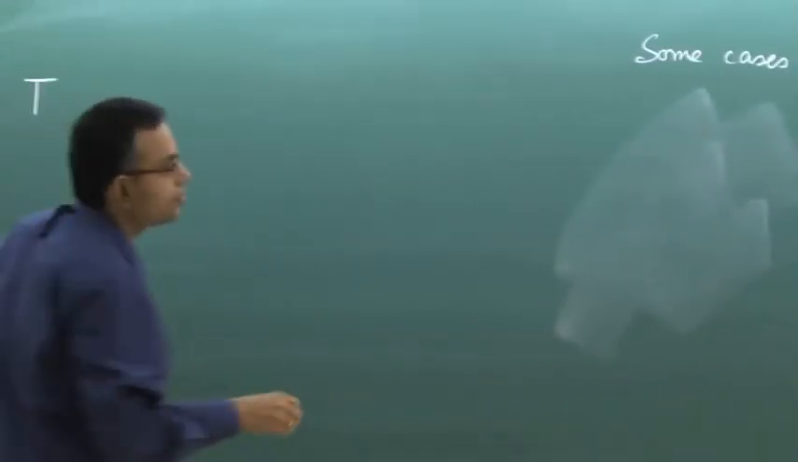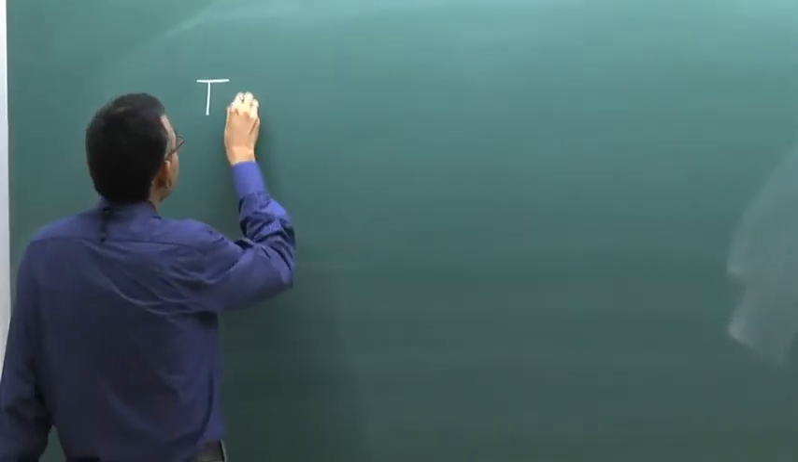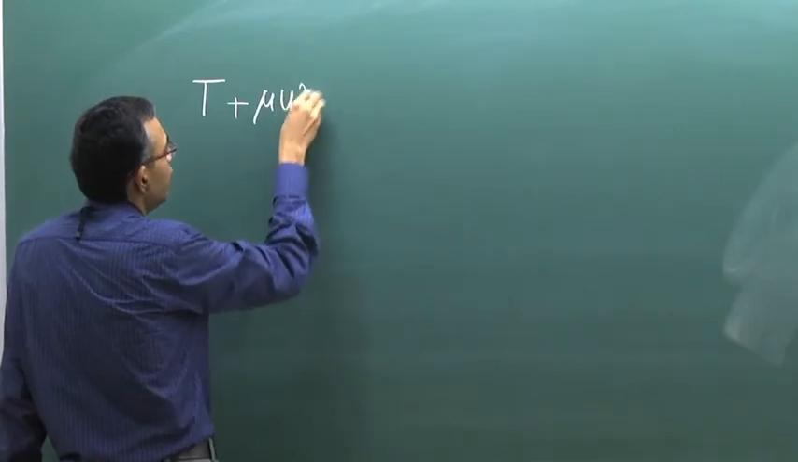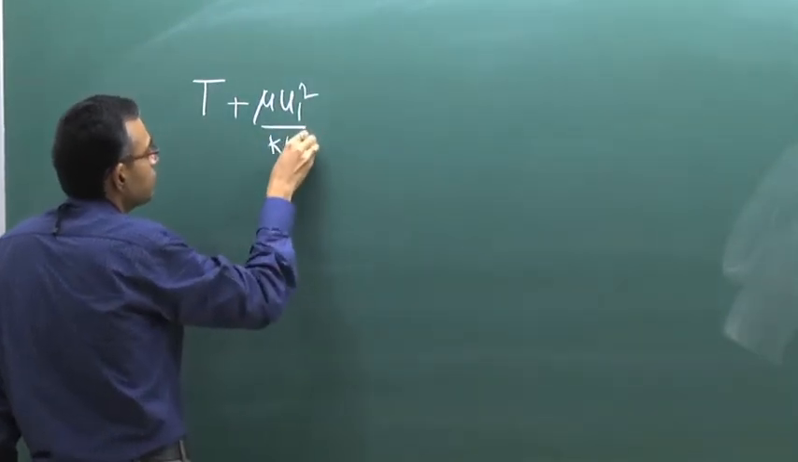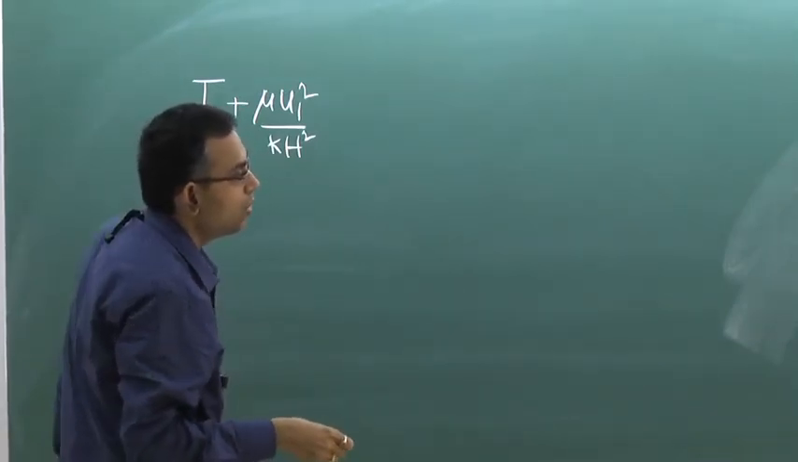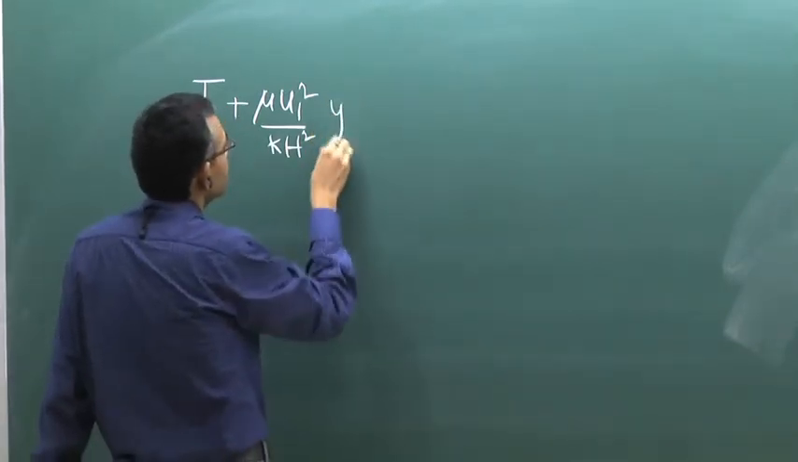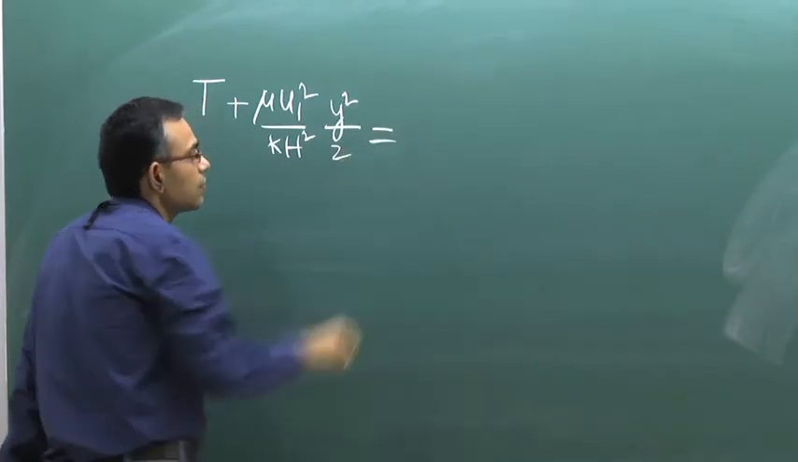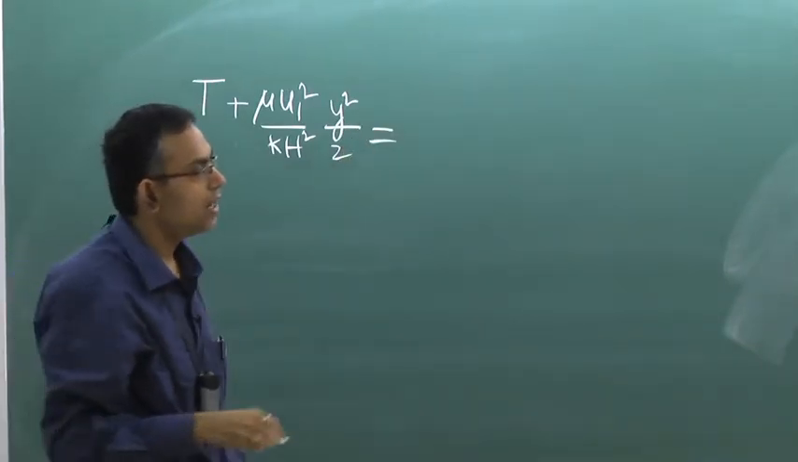So the solution is T plus mu u1 square by k h square, y square by 2, is equal to C3 y plus C4.